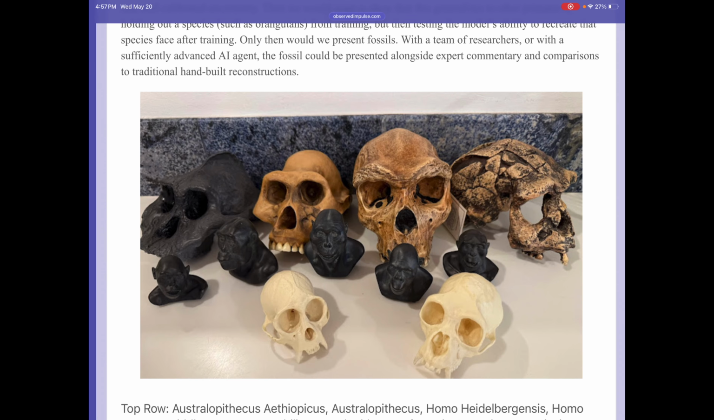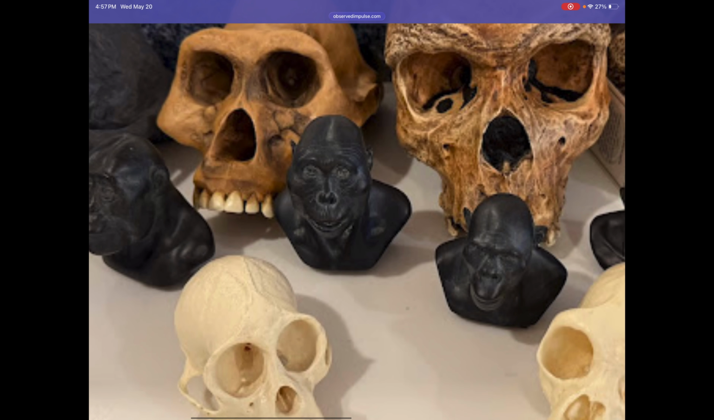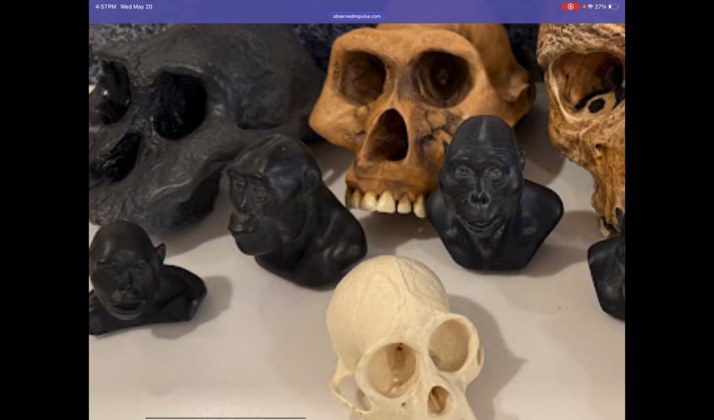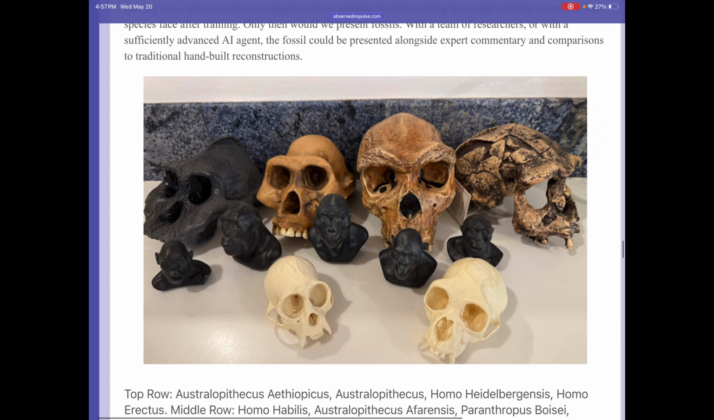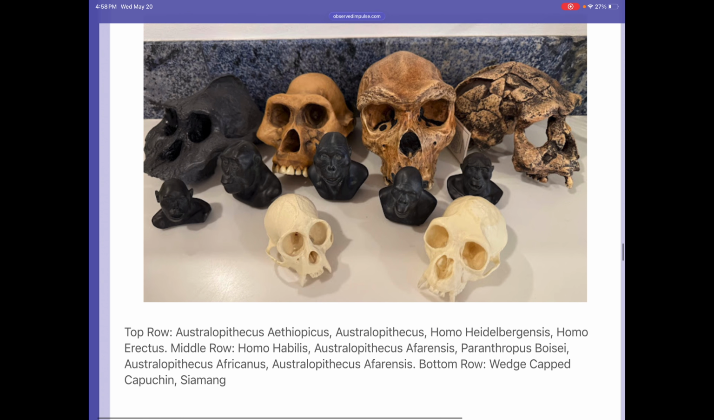So again, these were all created by an artist, but I'd like to see what a machine learning system would do. And as you can imagine, these machine learning systems keep getting better and better. So I think over time they would become more and more accurate.